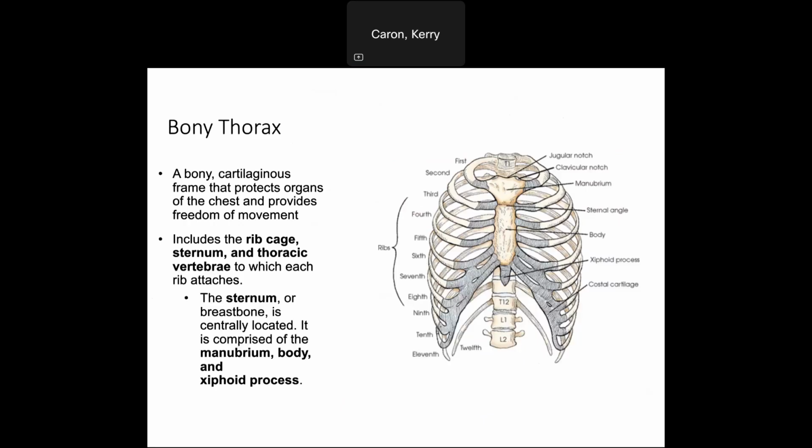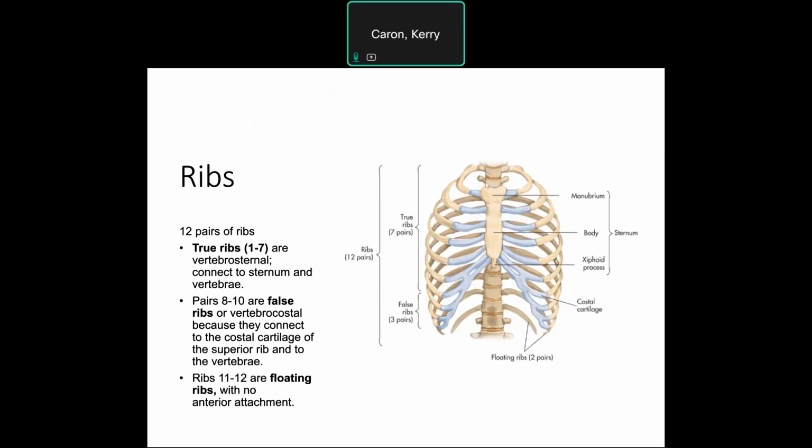So we have the rib cage, the sternum, the thoracic vertebrae in the back. The sternum is your breastbone, and that's centrally located. And that has sections. The top of it is the manubrium. Then the body of the sternum, or your breastbone, sometimes we'll call it. And then the xiphoid process is the bony tip. Your ribs, we have sections of them. We have 12 pairs of ribs.